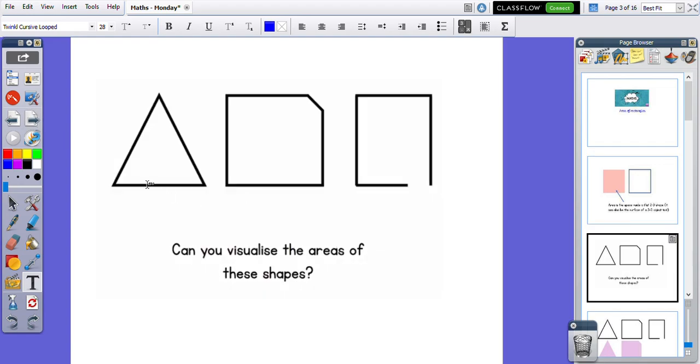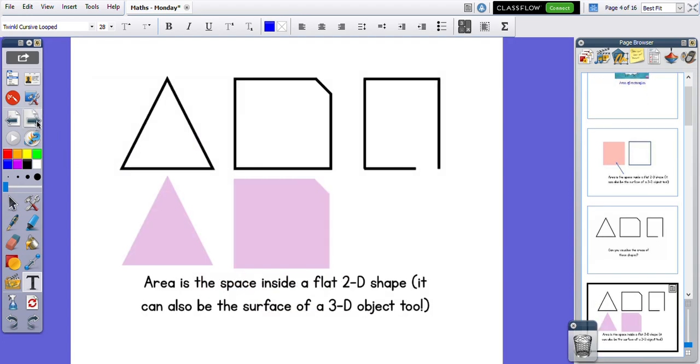So I want you to try and visualize the areas of these shapes. What shape would they be? What would they look like? Okay, so we can see here that the area inside this shape is a triangle, so it is the same. And again with this one you've got an irregular pentagon, and you can see that that's the shape it is.